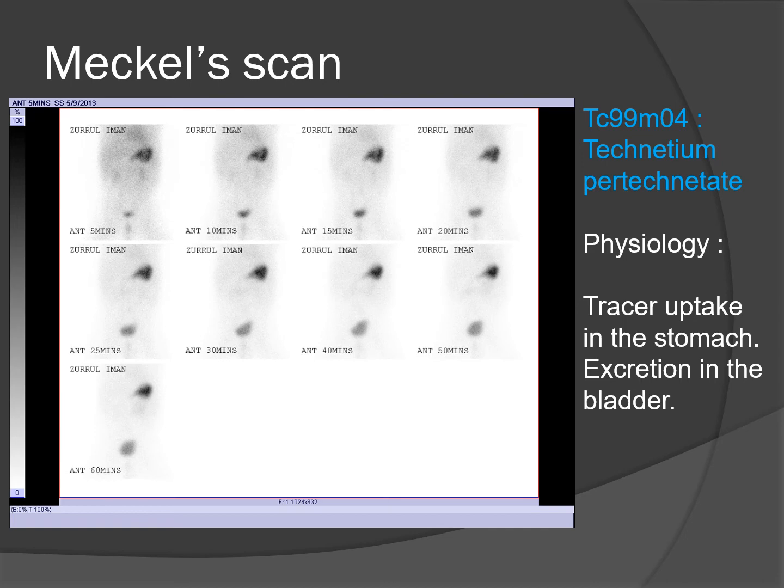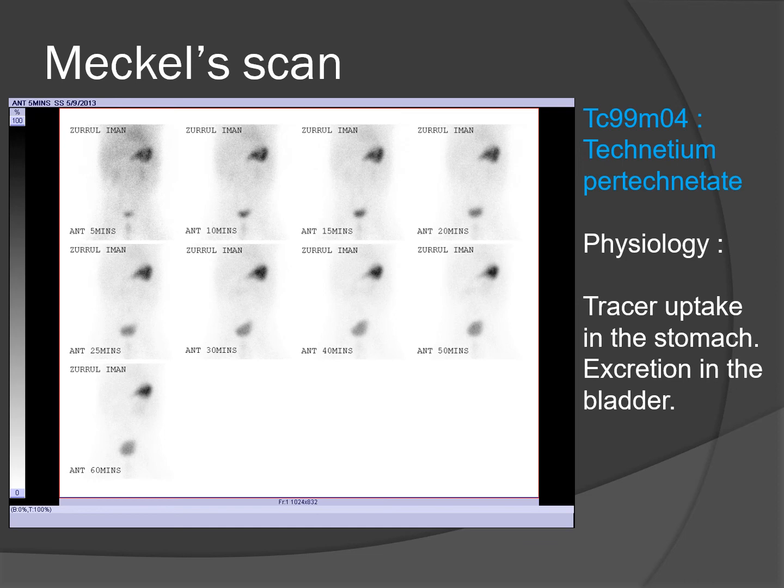Now, Meckel's diverticulum is ectopic gastric mucosa inside a diverticulum outside the stomach region. So we use technetium pertechnetate, because technetium itself will go to the stomach. Physiologically it is taken up by the stomach and excreted to the bladder. So if you see here, when we inject the technetium 99m pertechnetate, we see uptake in the stomach, but we didn't see any uptake elsewhere in the abdomen.